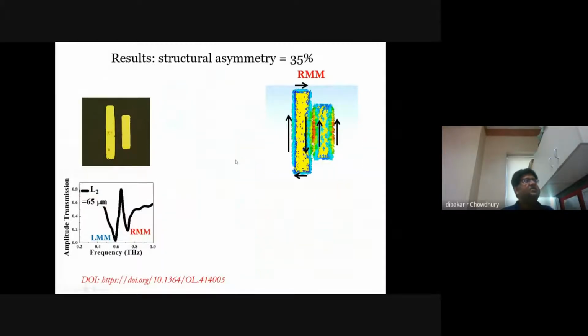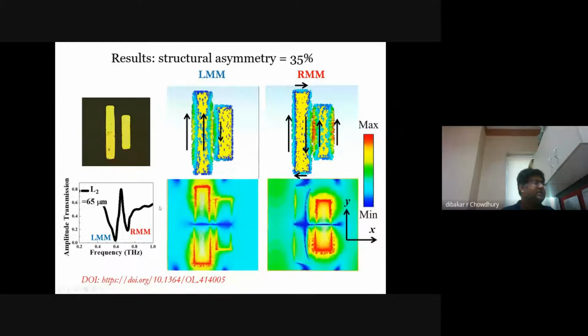Moving ahead, at 35% asymmetry, this circular nature of the current across one resonator has become much more prominent, much stronger. From simple electromagnetic theory, this means the magnetic field forms a loop and comes out of the plane of the resonator, which is nothing but the transverse nature.